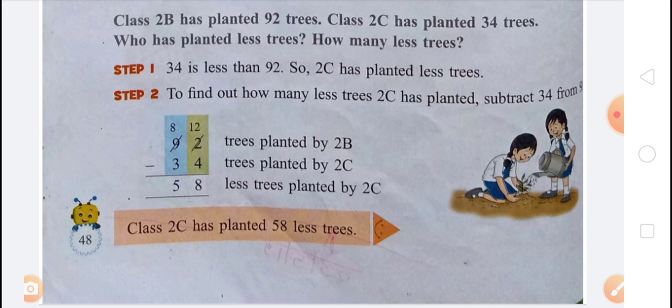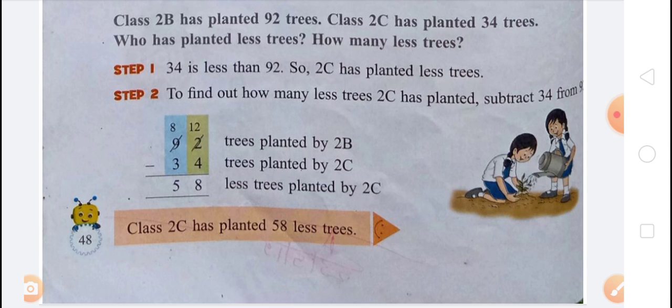Okay, there is a second question. Class second B has planted 92 trees and class second C has planted 34 trees. Who has planted fewer trees and how many fewer trees? So, firstly, read the question carefully. Class second B has planted 92 trees and class second C has planted 34 trees. Who has planted fewer trees and how many fewer trees?